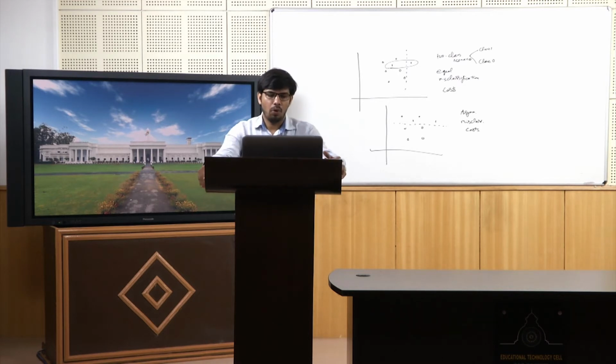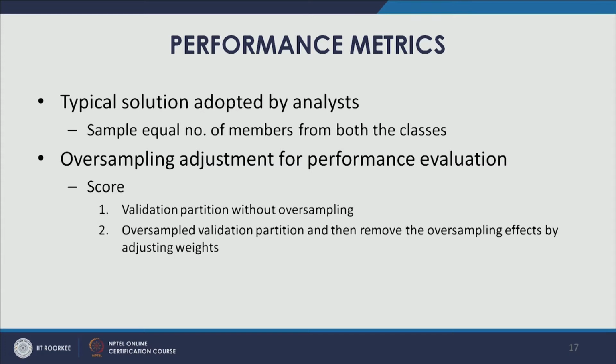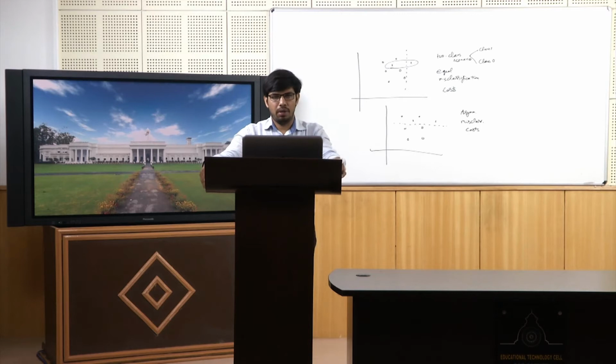The second one is the oversampled validation partition, where we then remove the oversampling effects by adjusting weights. Sometimes the number of rare class cases, the class of interest cases, could be so few that even a validation partition without oversampling might not remain practical or useful. In such situations, we might have no choice but to oversample even the validation partition. So we will be building our model on the oversampled training partition, as well as evaluating our model on the oversampled validation partition in those situations.